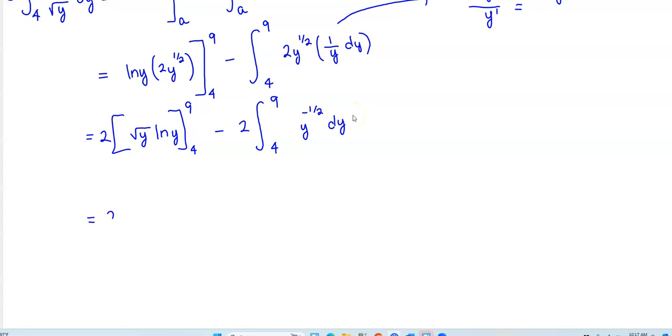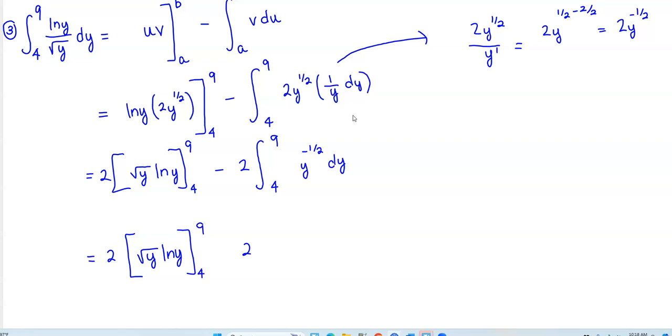So we're going to have 2 times the square root of y times the natural log of y, going from 4 to 9. And then minus 2. So we have minus 2, and then times the antiderivative, which is 2y to the 1/2, going from 4 to 9.